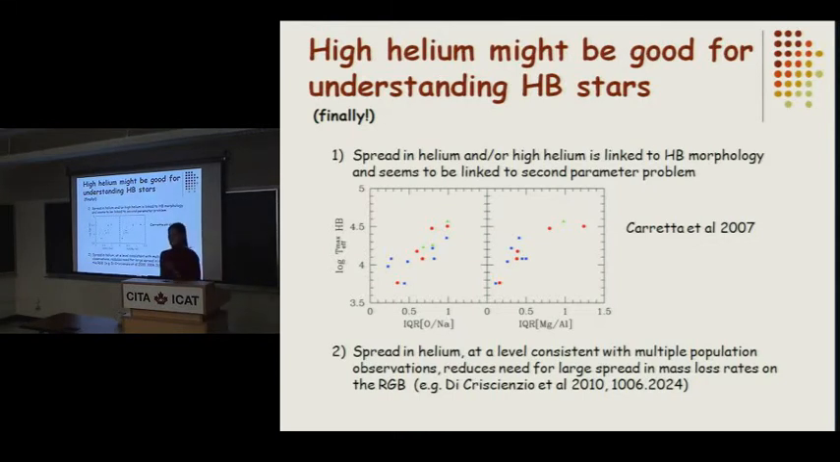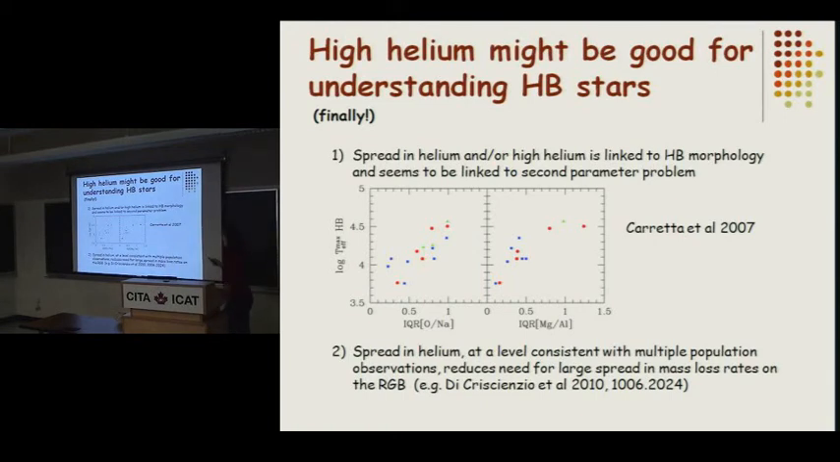Horizontal branch stars have been a thorn in the side of globular cluster researchers since we figured out there were horizontal branch stars, as far as I can tell. So there's this question of the second parameter of the horizontal branch. Why do some horizontal branches have all their stars look red? Why do some have blue? Why do some have both?